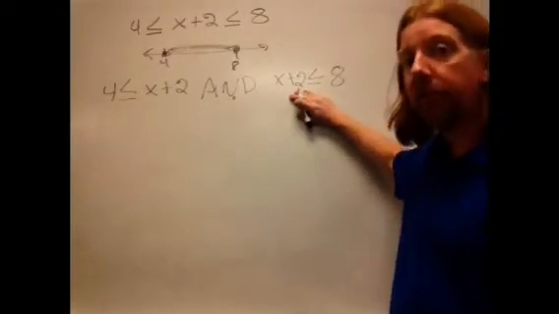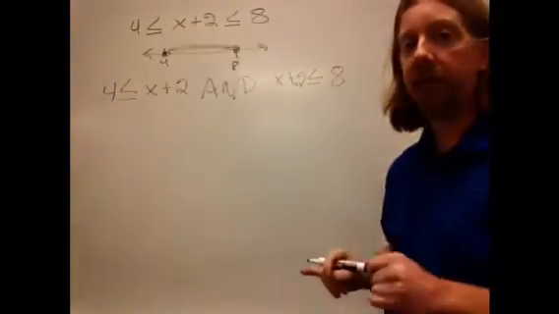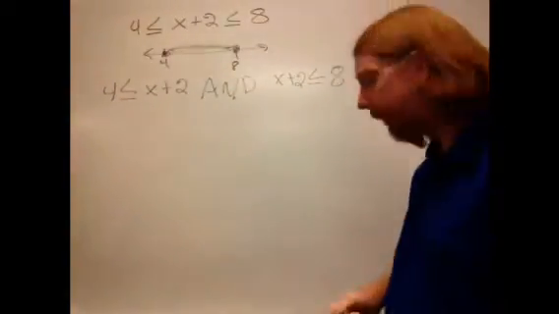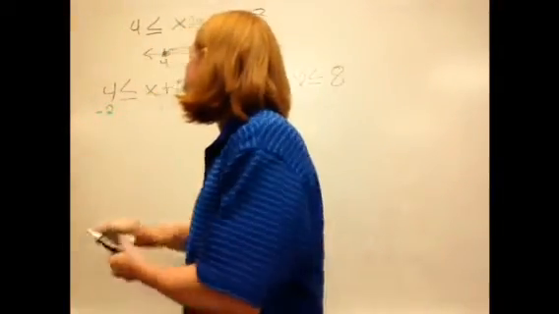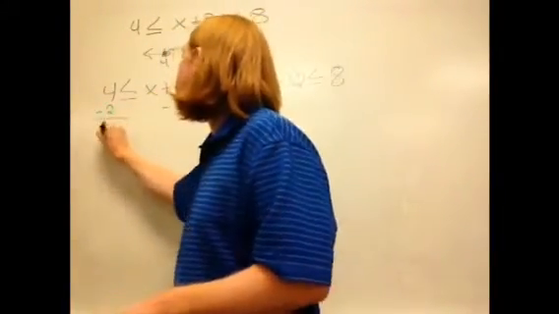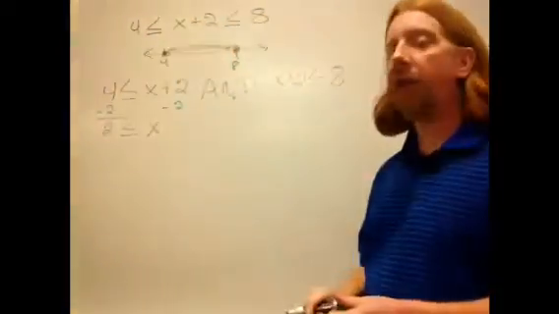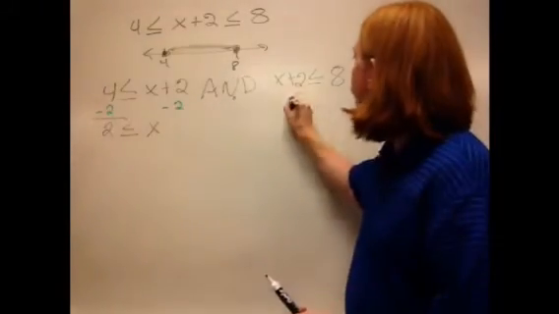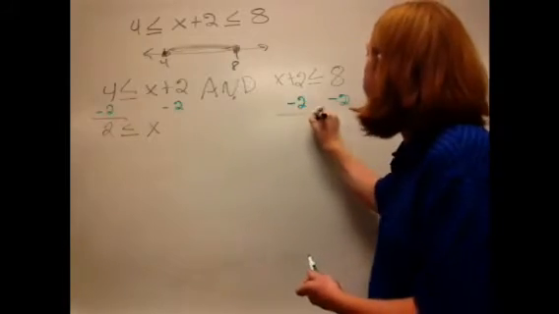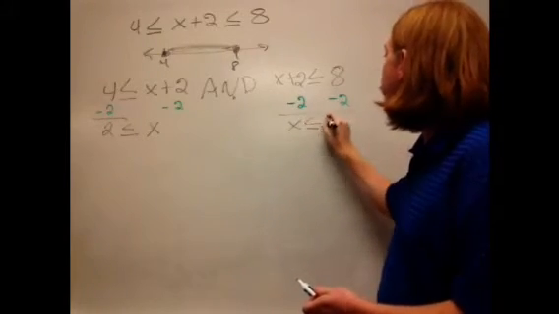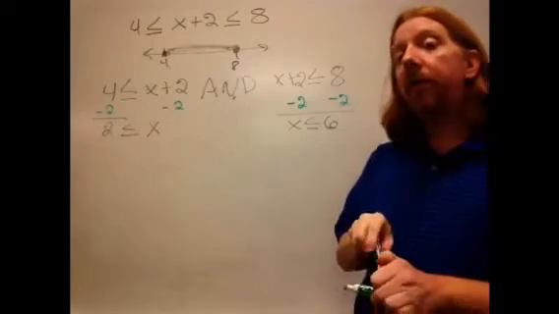Now the good news is, from here on out, I'm just going to be solving these two inequalities and then graphing them together. Now this one over here, I'm going to subtract 2 from both sides. So I end up at 2 is less than or equal to x. I'll be doing the same work on this one, again, because I'm working with the same core. x is less than or equal to 6. Those would be my solutions.